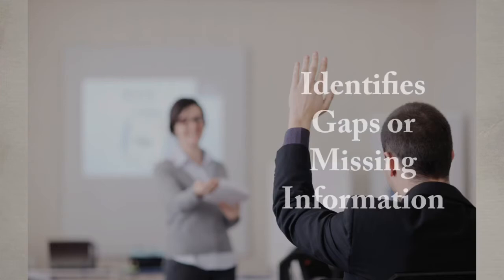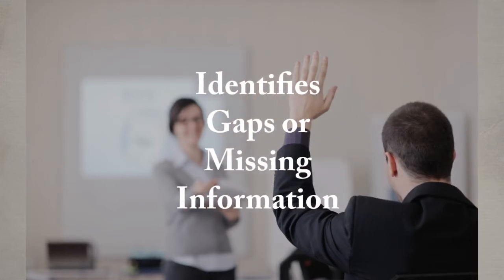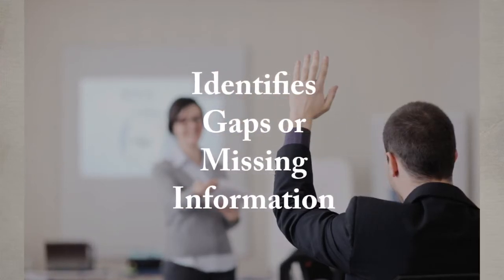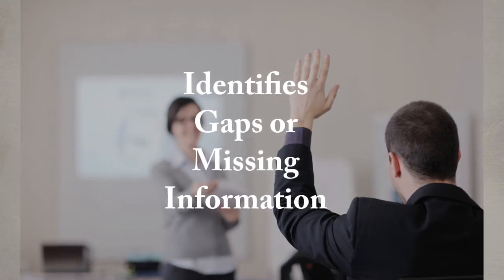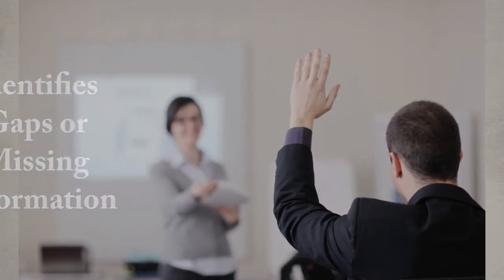A literature review also identifies the gaps or missing information from the literature that you found. This way we can say this is what we know about the information and this is what we don't know and we still need to research.